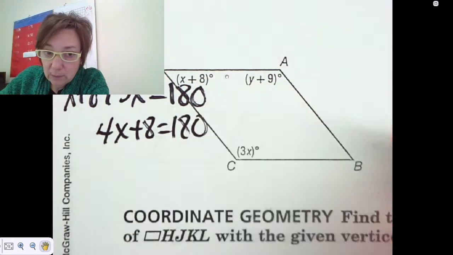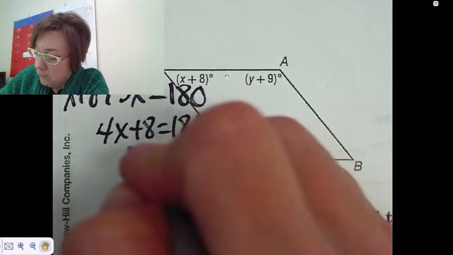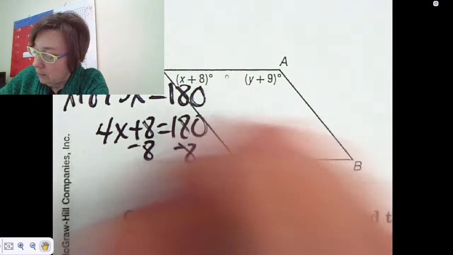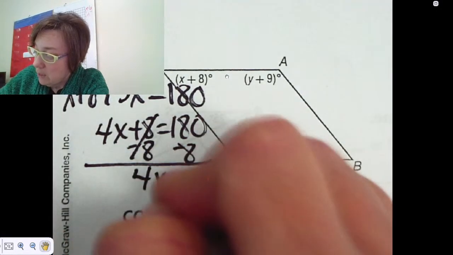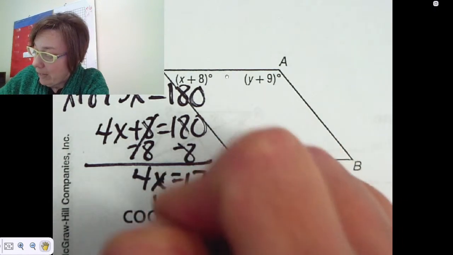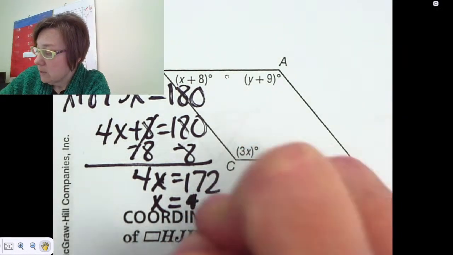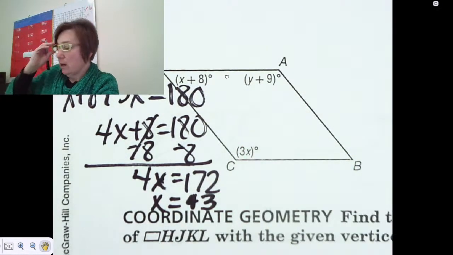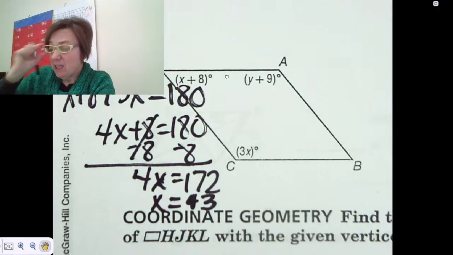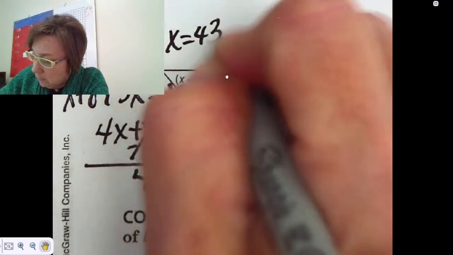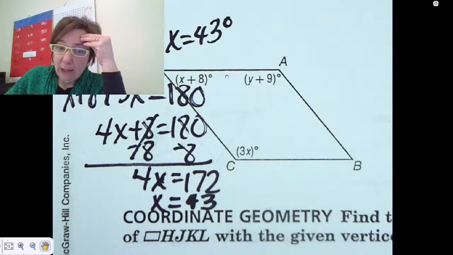Then what? Subtract the 8. Good. So we've got 4x equals 172, right? If we divide by 4, 4 goes into 17 4 times. All right, so 43 is our answer. So x is 43. Now, how do we find y?